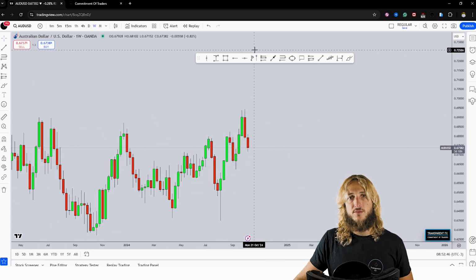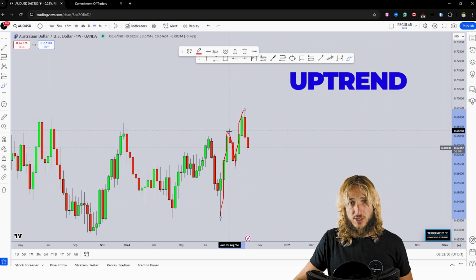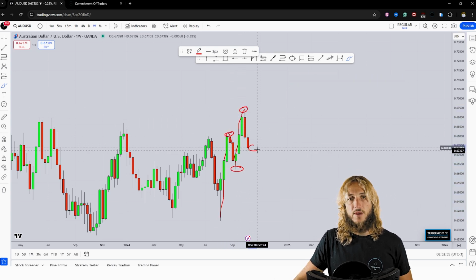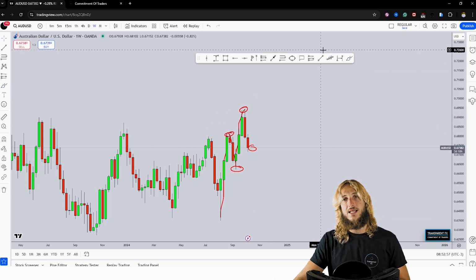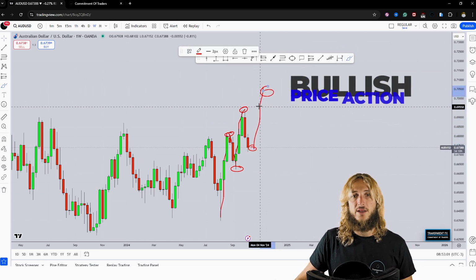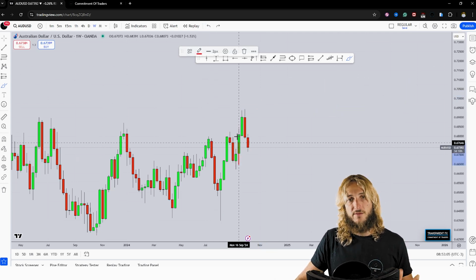Now, from a weekly standpoint, we can notice how the market has been creating a series of higher highs and higher lows. We had the first high here, higher low here, now a new higher high, and we have the possibility of creating a higher low at this level, from which then there is a possibility of seeing yet another higher high be created.